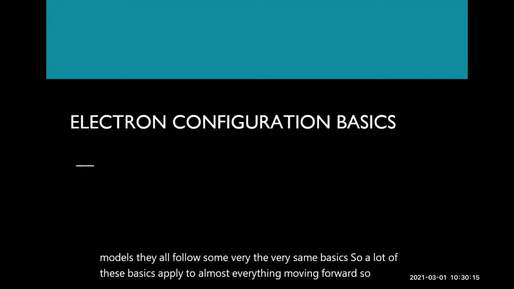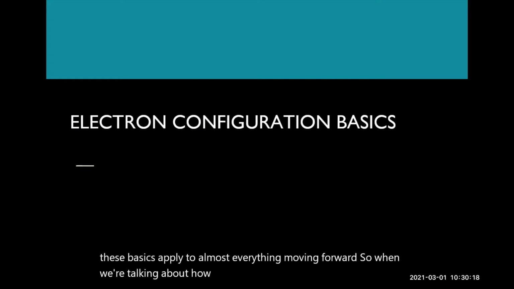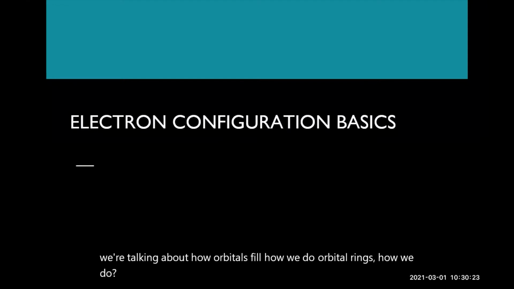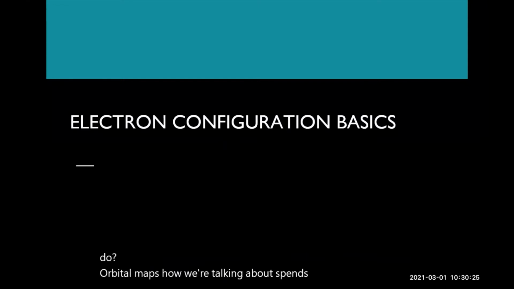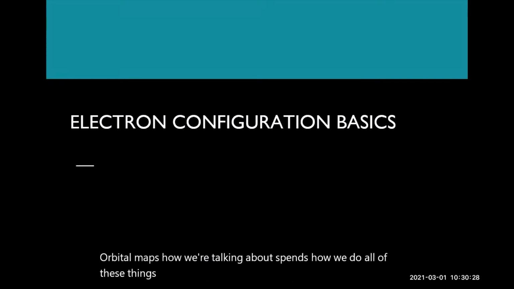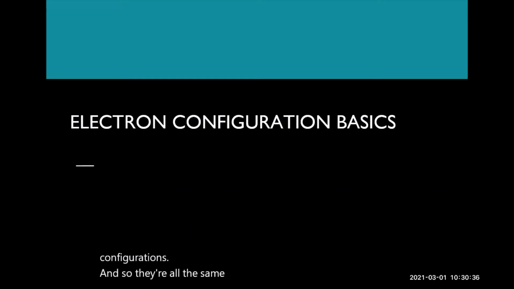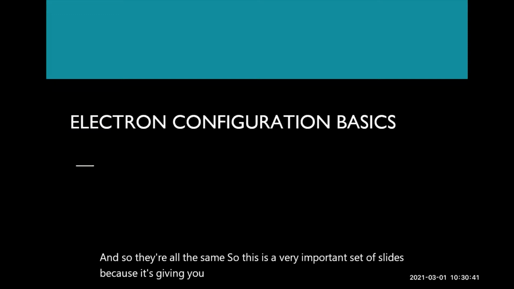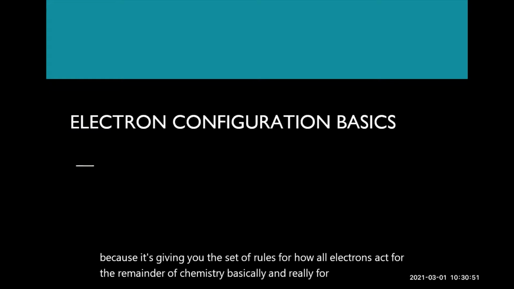So when we're talking about how orbitals fill, how we do orbital rings, how we do orbital maps, how we're talking about spins, how we do all of these things, we're talking about the basic electron configurations. And so they're all the same. So this is a very important set of slides because it's giving you the set of rules for how all electrons act for the remainder of chemistry, basically, and really for electron configurations.